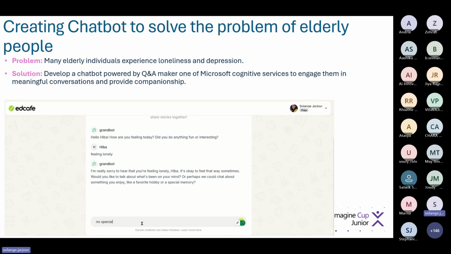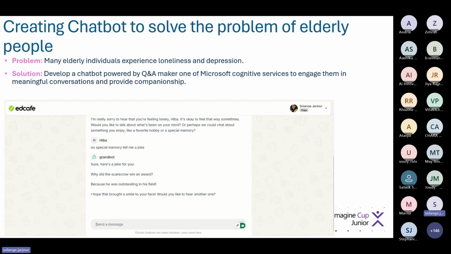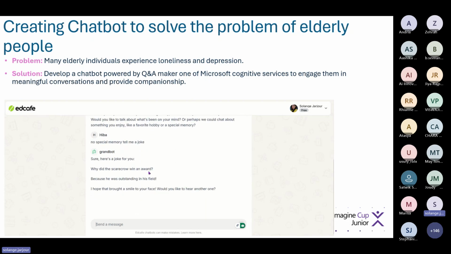He is asking me also about a special memory. Okay, I'm asking him to tell me a joke, and he went and he told me a joke, but maybe I didn't understand this joke, so I can continue the conversation with this chatbot.